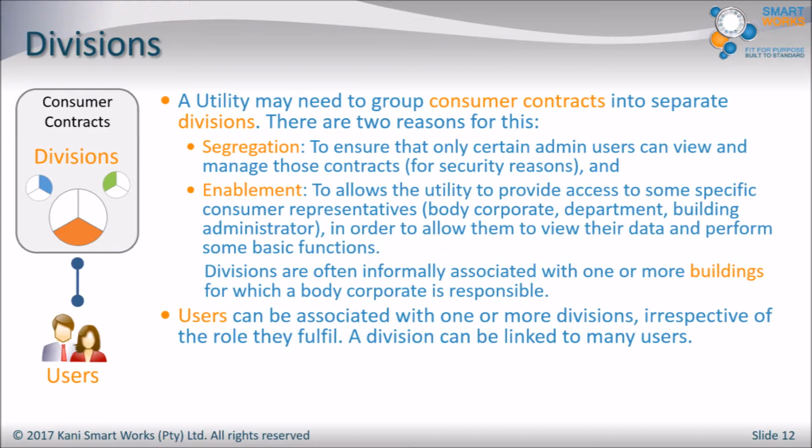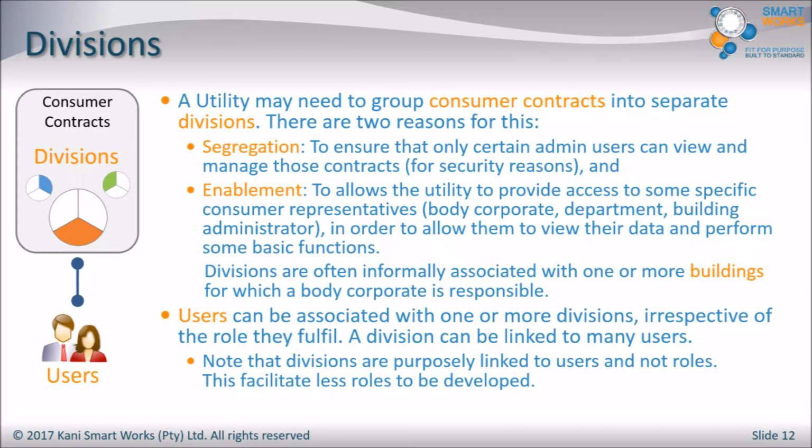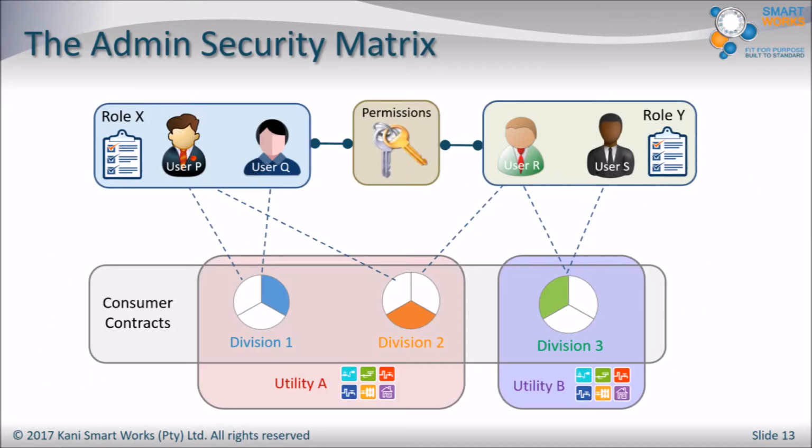Users can be associated with one or more divisions, irrespective of the role they fulfill. That's a very important thing. A division can be linked to many users. So note that these divisions are purposely linked to users and not roles because this facilitates less roles being developed. So now that admin security matrix diagram makes a little bit more sense. Start by creating the roles, link them to permissions, add the users to the roles, create the utilities, and think about how you want to split up your consumer contracts into divisions, and then link the users to the divisions.